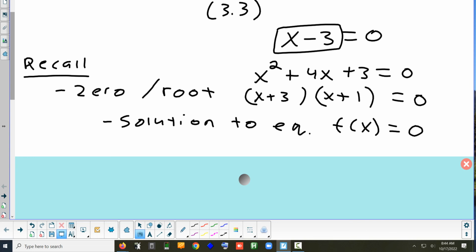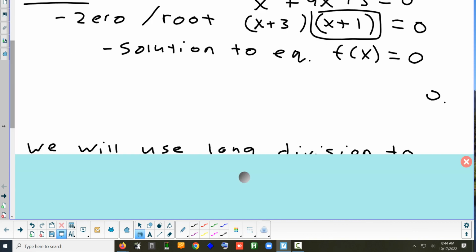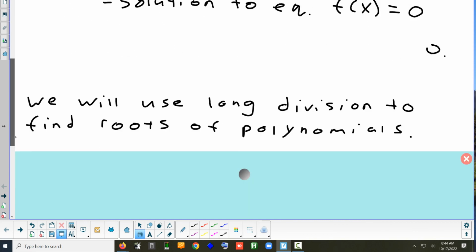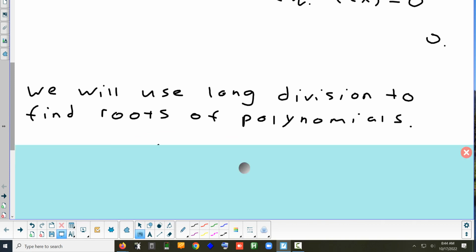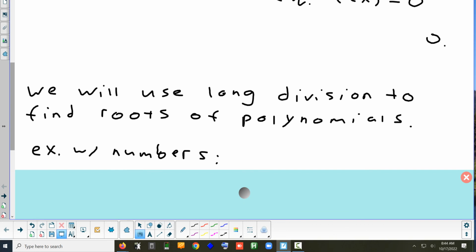Well, what if you can't figure out one of those factors? That's what we're going to talk about. Okay, what can you do? So if you can't find one of the factors, you can use long division to help you. And I'm going to do an example with numbers first, and then we'll do the exact same thing, but we'll do it with letters.